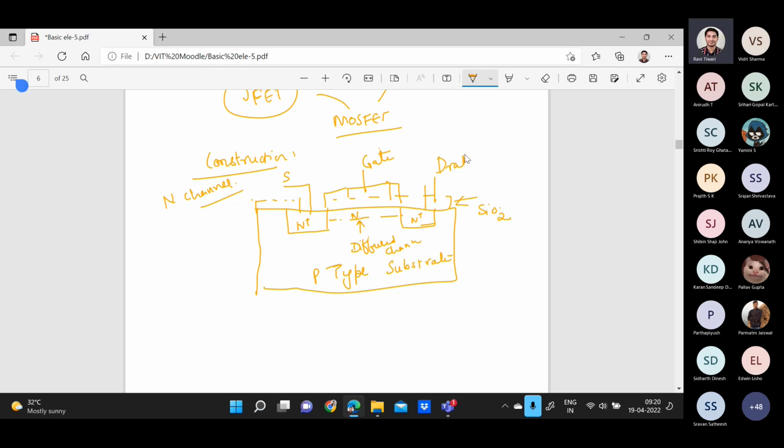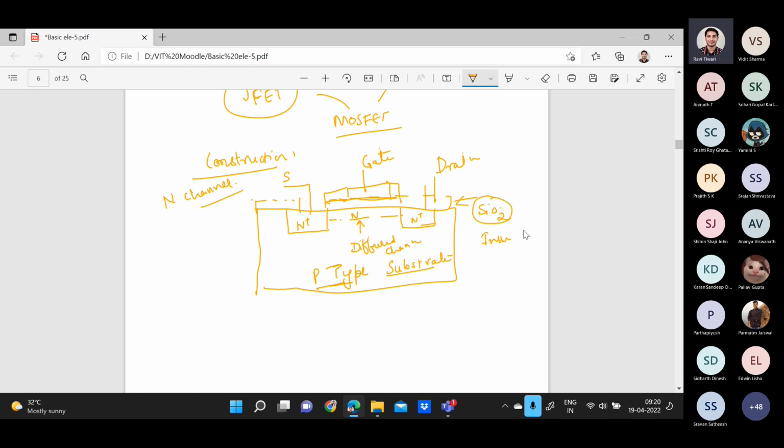So this is the construction where, for the N channel, you have to take the P-type substrate. Then here you have to make a diffused N plus and N plus region. In between them, you have to create a diffused channel. And here, as I told you, you have to make the SiO2. That SiO2 is just like an insulator.